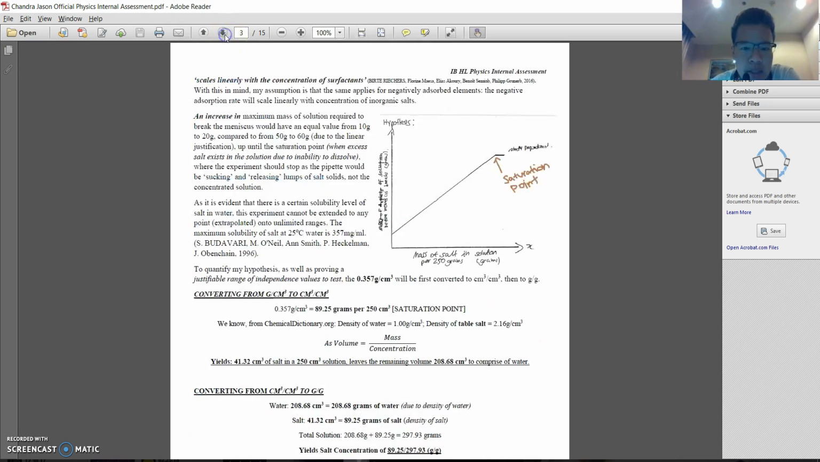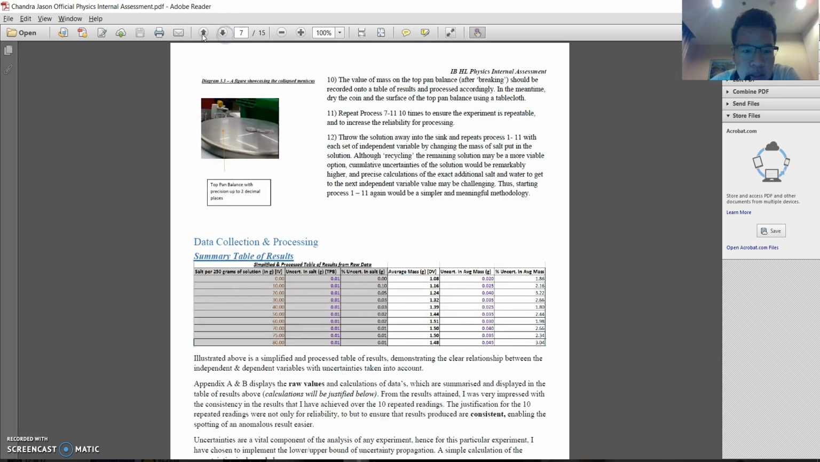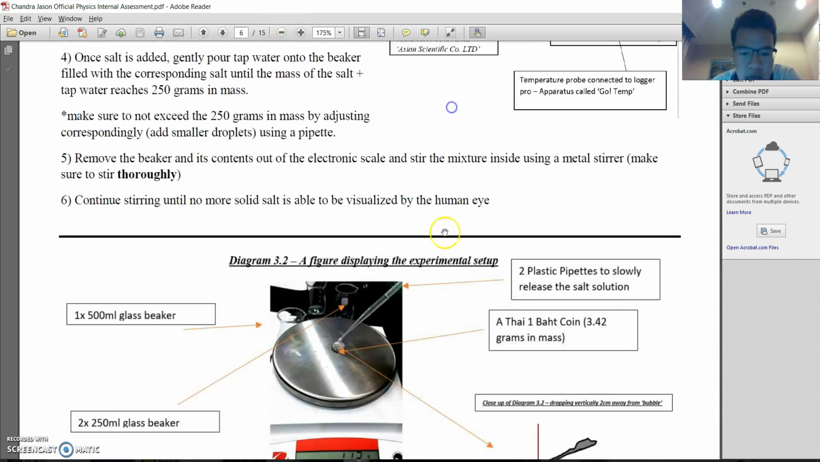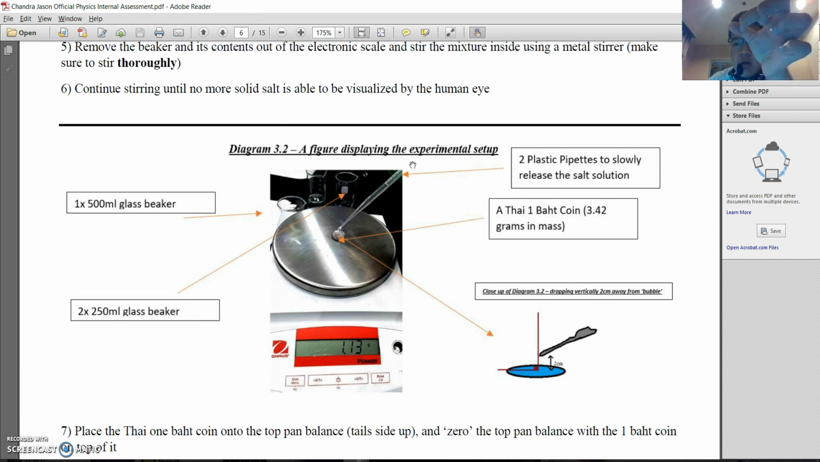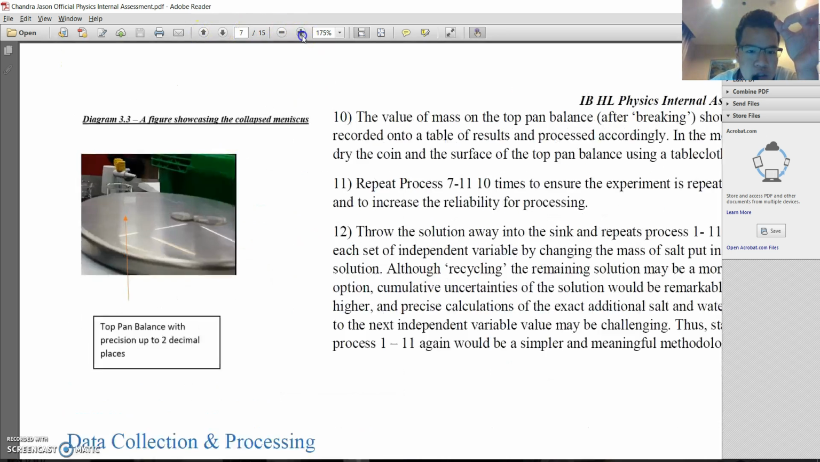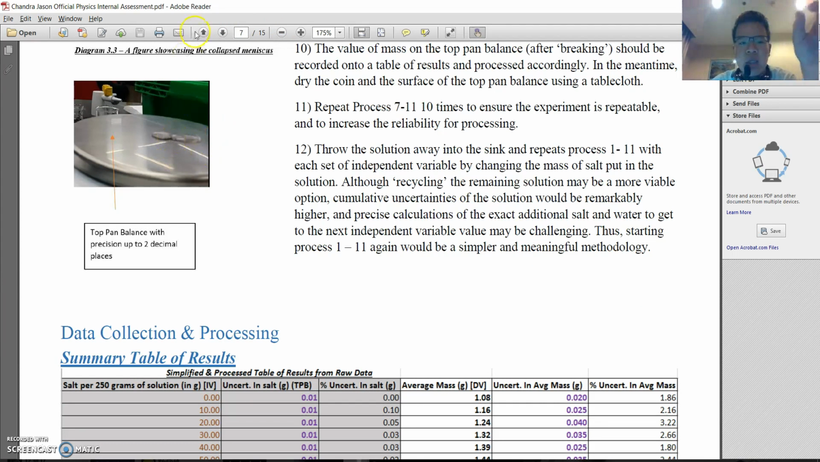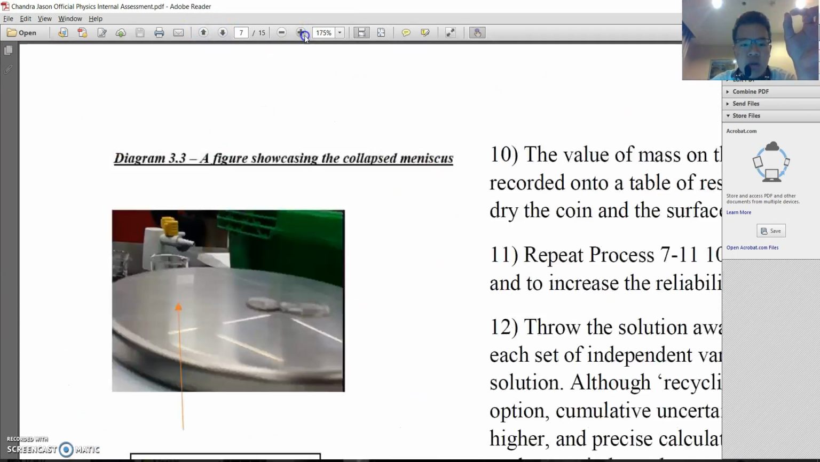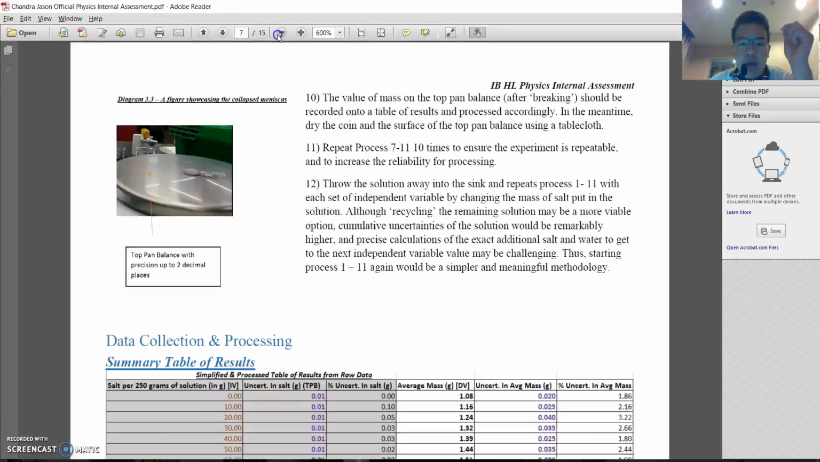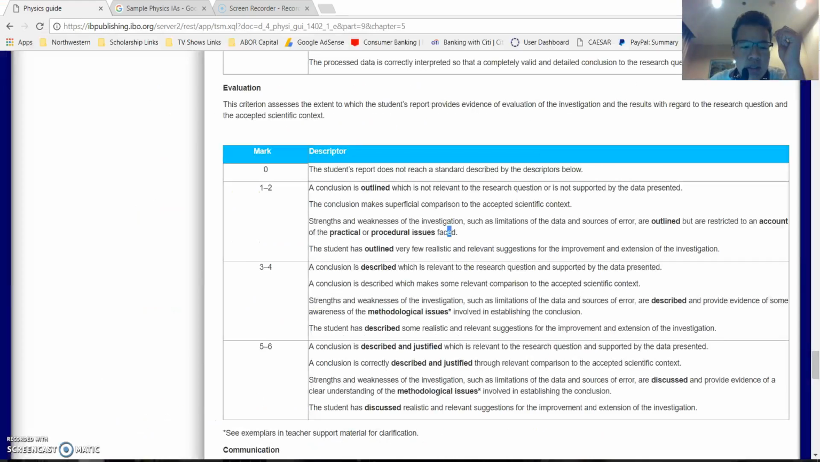So my experiment is basically like this. If you have a pipette and a block of coin and you put water on top of it, somehow when you put too much water, the meniscus will break, like here. And my experiment is to show how the salt concentration would affect the maximum mass of solution it can hold on top. So that's a pretty cool experiment that I somehow thought of. I didn't know why. So let's look at the success criteria.